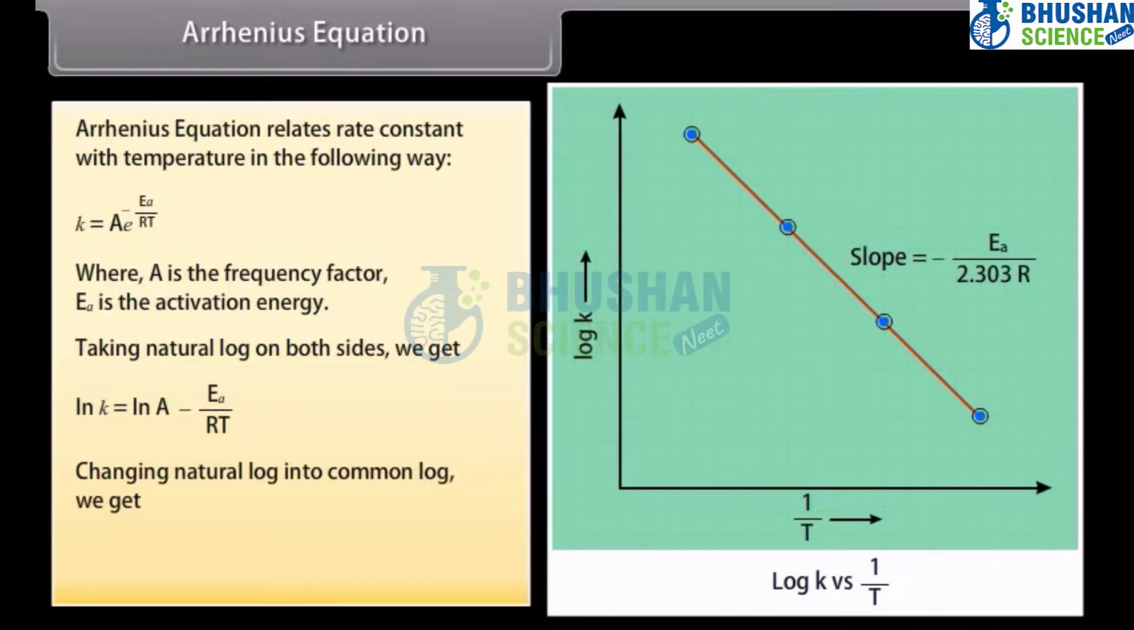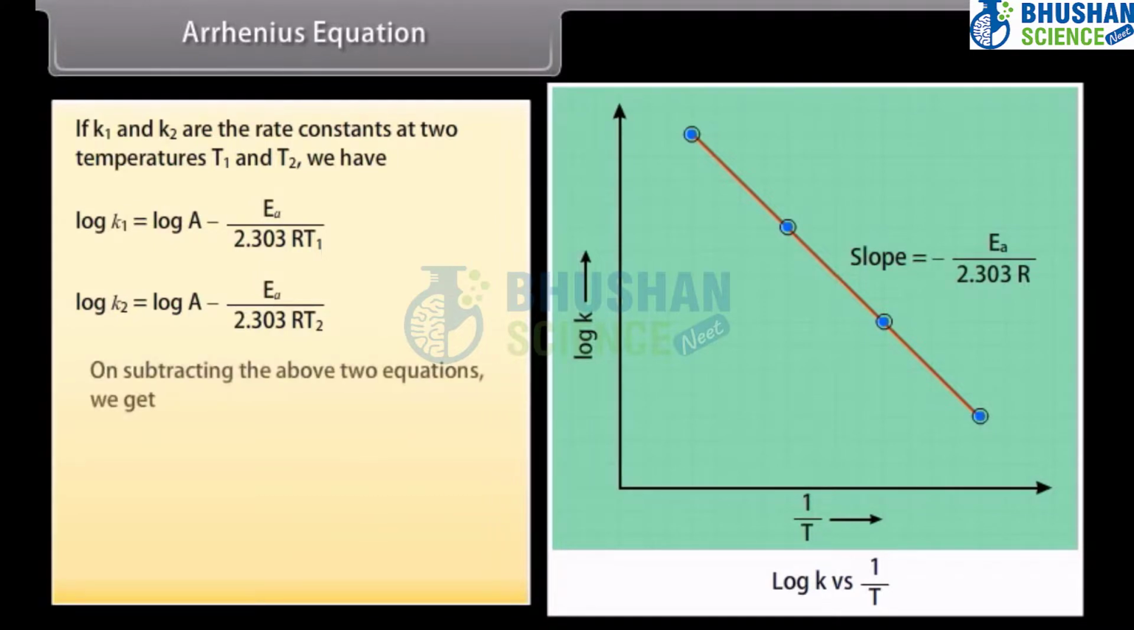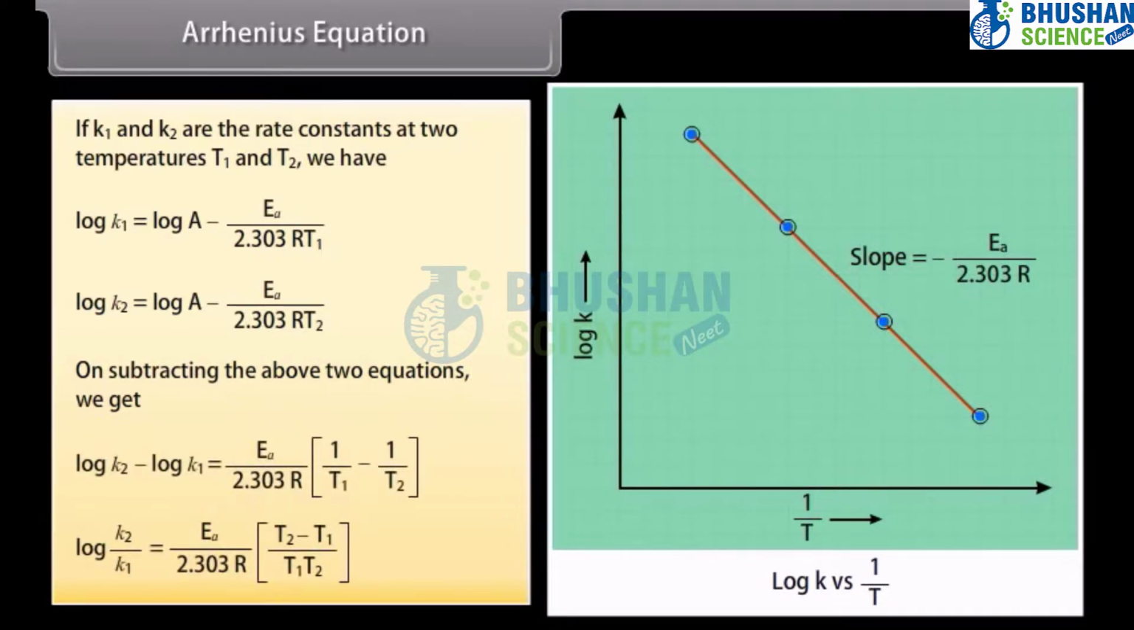Changing natural log into common log, we get log K = log A - Ea/(2.303 RT). If K1 and K2 are the rate constants at two temperatures T1 and T2, we have log K1 = log A - Ea/(2.303 RT1) and log K2 = log A - Ea/(2.303 RT2). On subtracting the above two equations, we get log(K2/K1) = Ea/(2.303 R) multiplied by (T2 - T1)/(T1 T2).